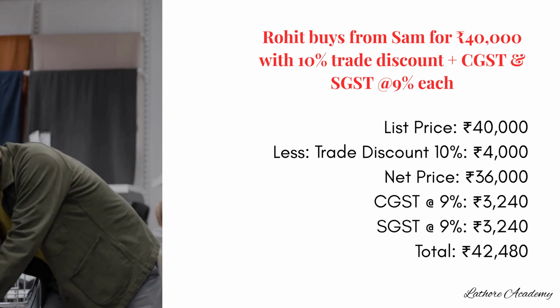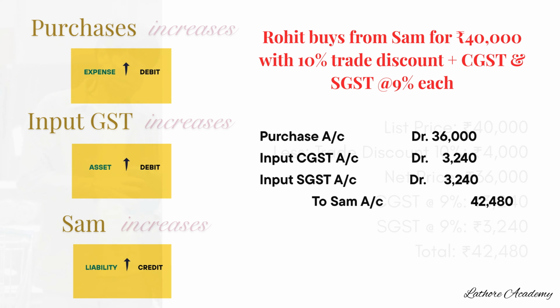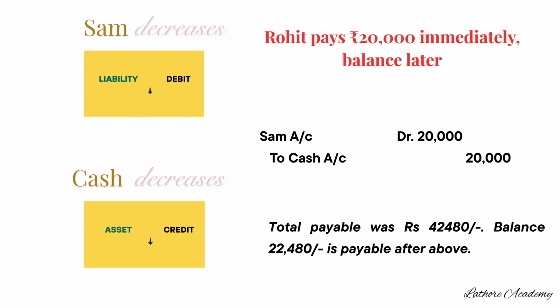So the journal entry will be purchase account debit, input CGST account debit, input SGST account debit to Sam account. And when Rohit pays 20,000 immediately, it means Sam account debited 20,000 to cash account 20,000. Rohit is paying Sam immediately, so the balance will be settled later.